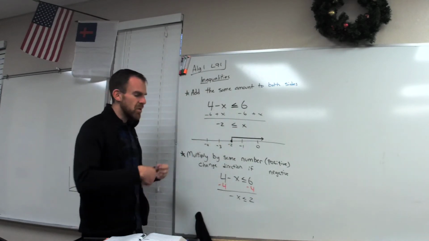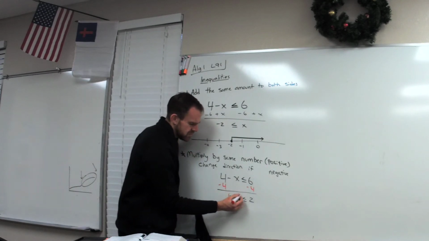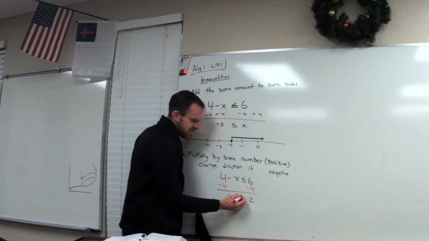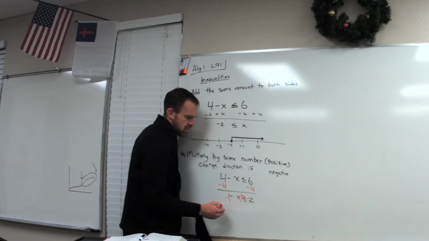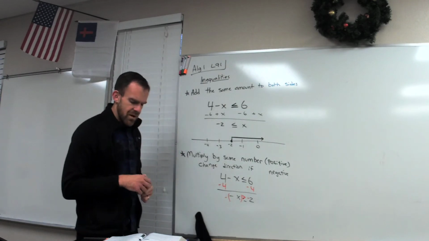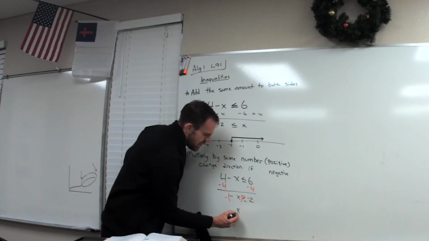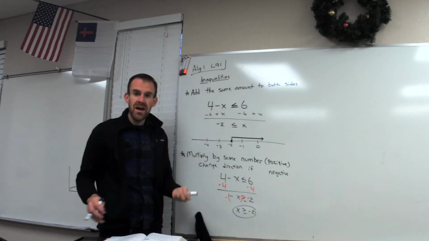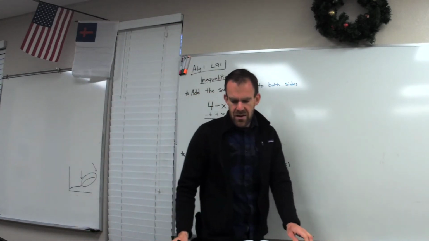So I'm going to multiply both sides by a negative. But I must change my sign when you do that. So I get that x is greater than or equal to negative 2. Just like I did up here. Then you would graph as always. Let's try another one.